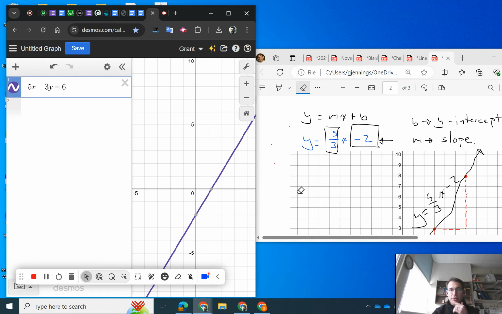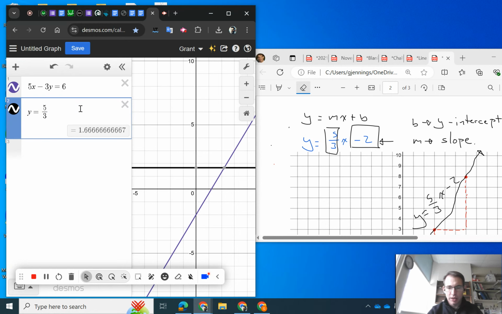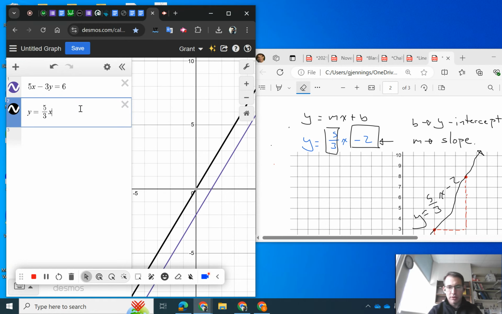And then I can also go down and check my working here and say, well, what if I had y equals 5 on 3, x is upstairs, -2. Oh, look at that. It's the same.